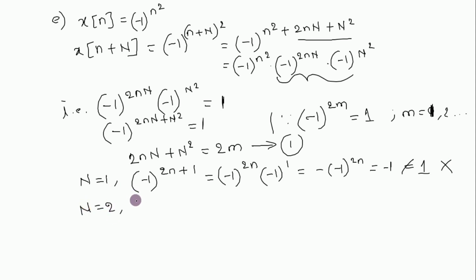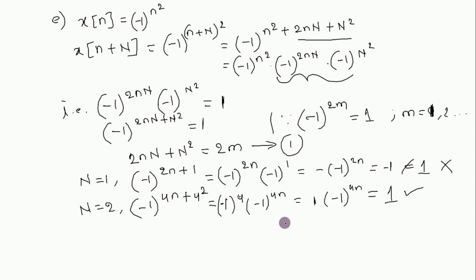So you need to go with the trial and error method. What do I get? N equal to 2 means 2 twos are 4, so 4n plus 2 square, which means 4. This is equal to minus 1 raised to 4n plus 4. So you would get it as 1. This is correct.